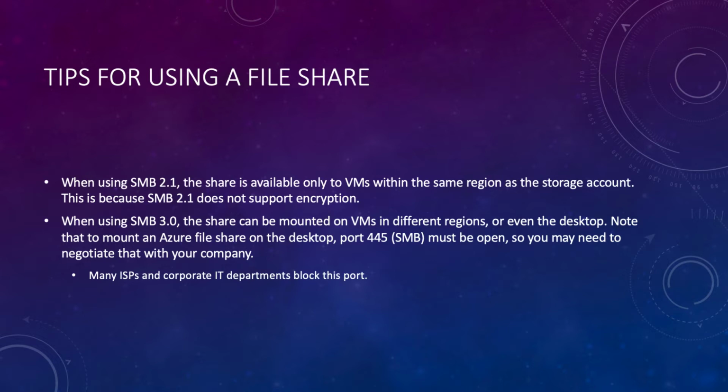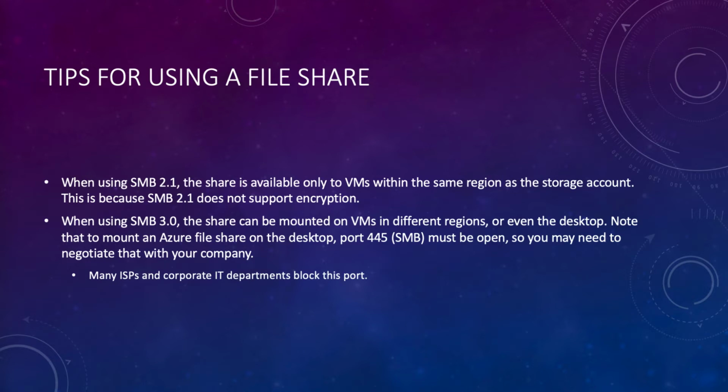Anyway, coming back here, version 2.1 of SMB is available for the VMs and the shares in the same region. So that's important, and you should not forget it, because there have been some instances of people who contacted Microsoft with this issue: my VM cannot communicate with my storage account while everything was set up properly. Only one thing, they were using SMB 2.1 and the server was in a different region.